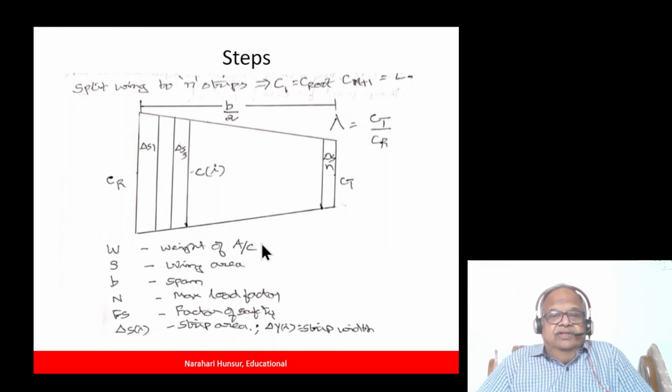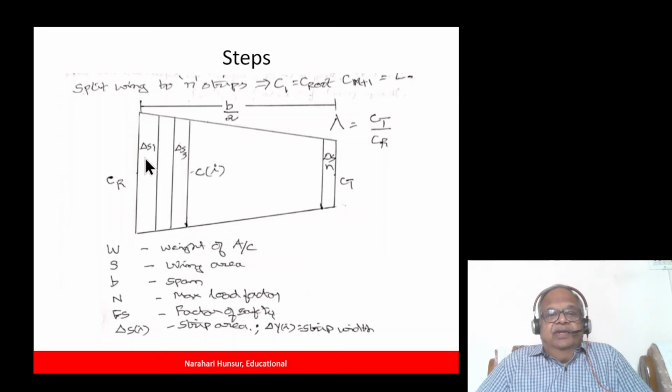And here are some other things. What I have done here is I have taken the wing and split it into strips. Each strip has an area of delta Si. Overall area is S by 2, half of the total wing area. Each strip in this case is a trapezoid. It's easy enough to find the area of a trapezoid, and for each strip you can estimate the chord. You can actually compute the chord given the leading edge and trailing edge angles.